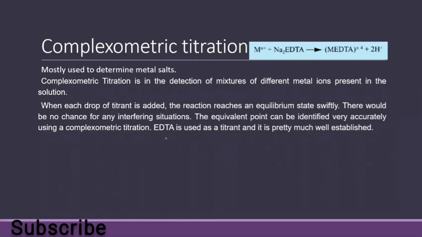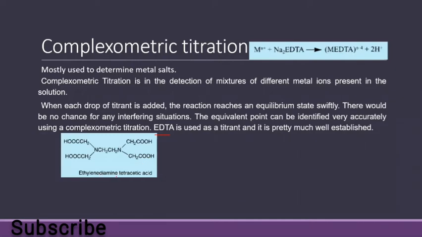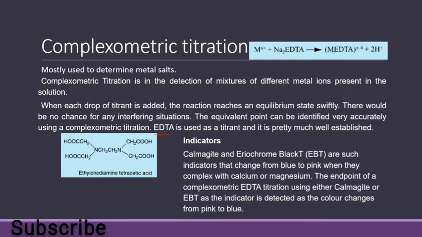What type of titrant will we use? It is EDTA, ethylene diamine tetraacetic acid. And the indicators we will use are Calmagite and EBT, and such indicators change from blue to pink when they complex with calcium or magnesium.